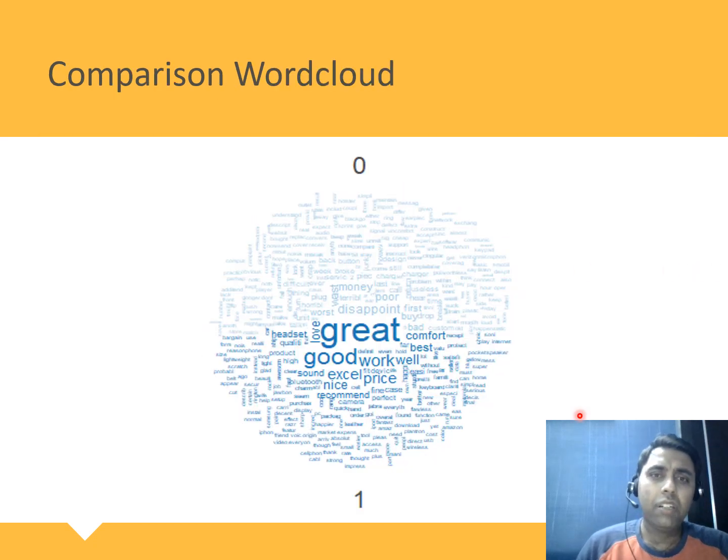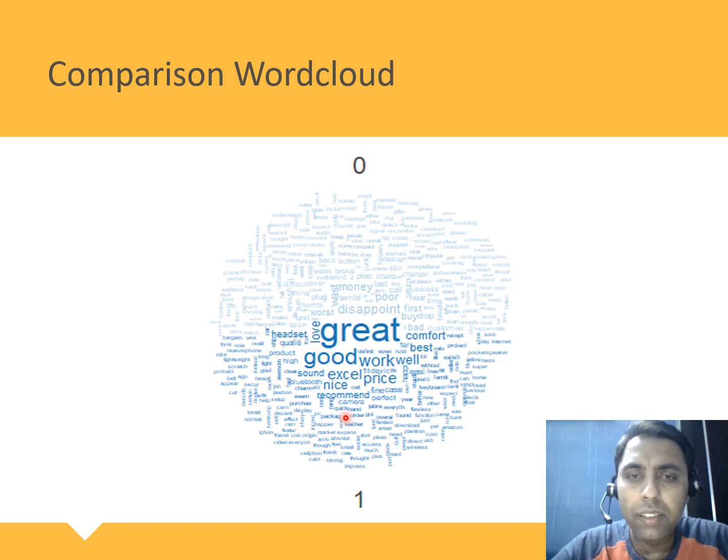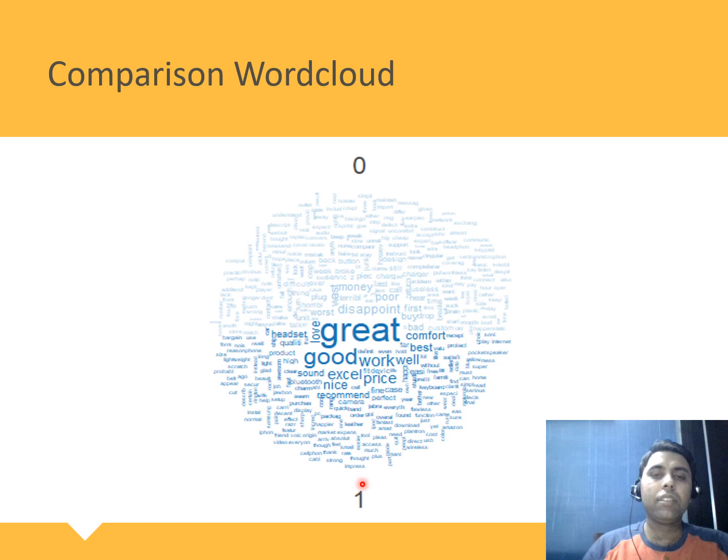Okay, this is something called a comparison word cloud, and pardon me for the resolution out here. So in this case, the data that we are handling is actually labeled data. So we don't just have the reviews, but we also have for each review whether or not it is a positive review or a negative review.